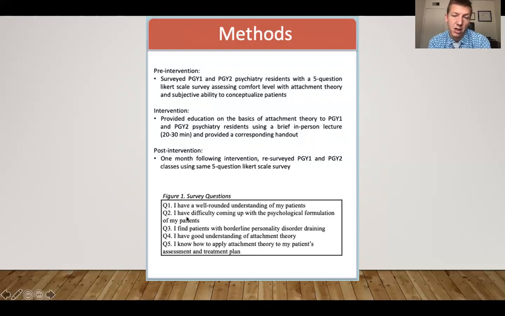And this is a negative question. I have difficulty coming up with the psychological formulation of my patients. And then this other half is more in regards to attachment. I find patients with borderline personality disorder draining. I have a good understanding of attachment theory, and I know how to apply attachment theory to my patients' assessment and treatment plan.